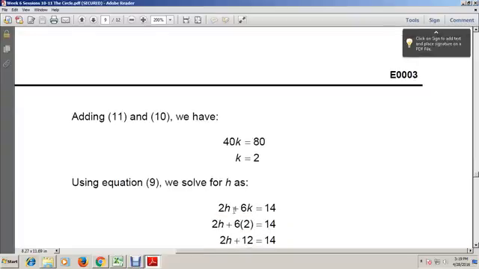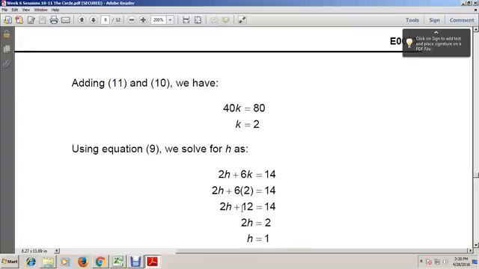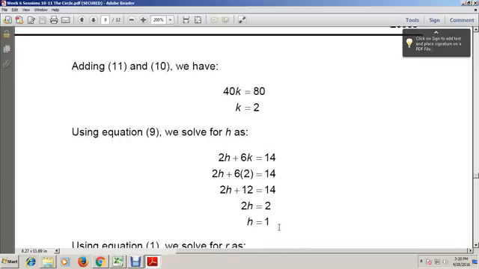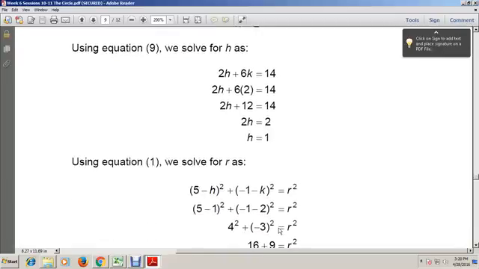Solving for h, we could choose any of the given equations above. What is used here is equation number 9. So we have 2h plus 6k equals 14. Substitute the solved value for k. So we have now 2h plus 12 is equal to 14. 14 minus 12 gives us 2. h is equal to 1. So therefore, the center of the circle is at point (1, 2).